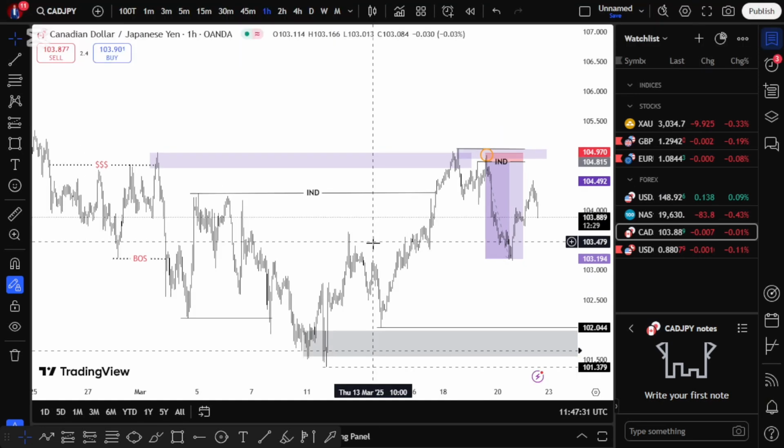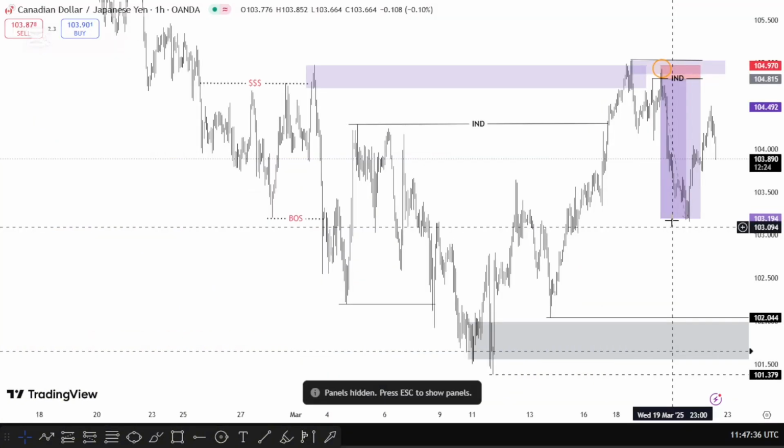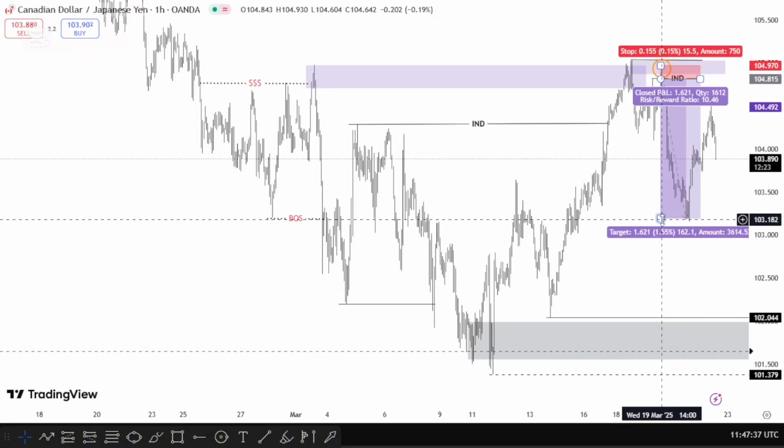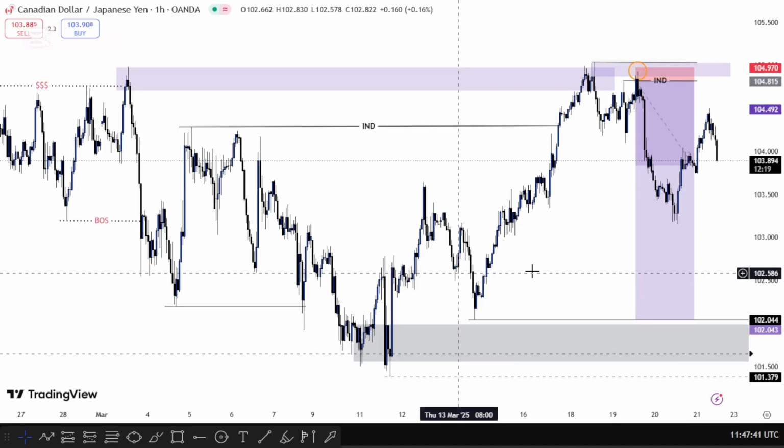So for this, we are already looking at the bigger time frame. I expect this to sell all the way down to here, but don't expect it to be that easy though. There are going to be ups and downs. We'll have a sweep of liquidity, which is right here.